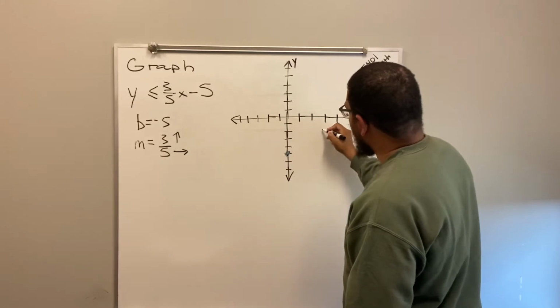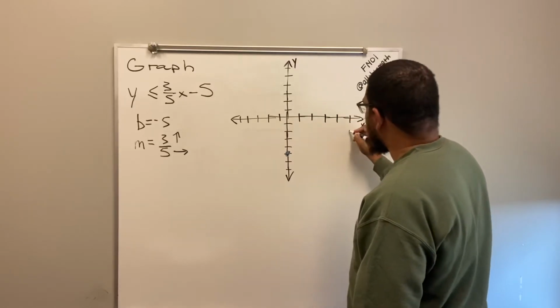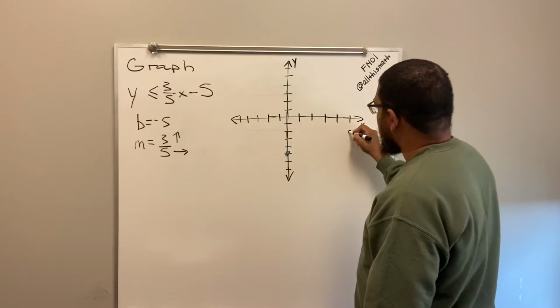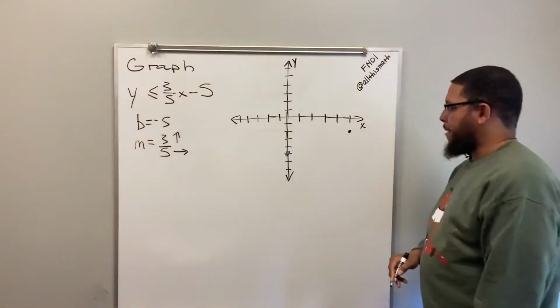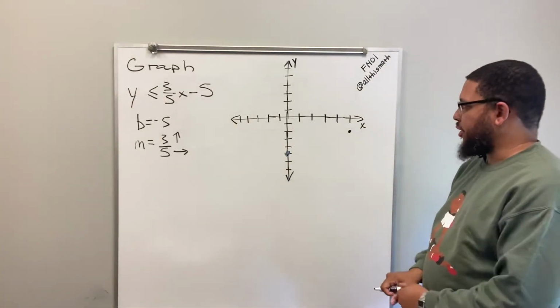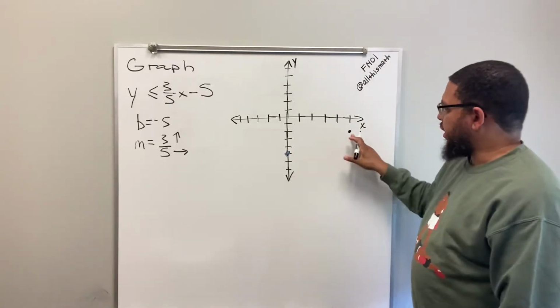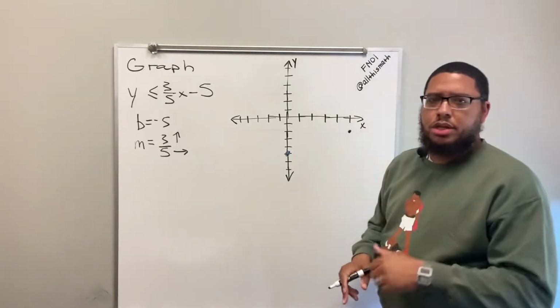1, 2, 3, 4, 5. Then I stop there. That's why I draw my point. I draw my second point right there. So I got 1 point and 2 points. I got 2 points. So now I'm good.